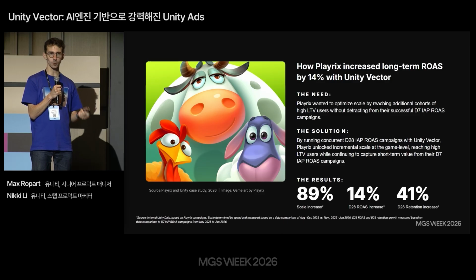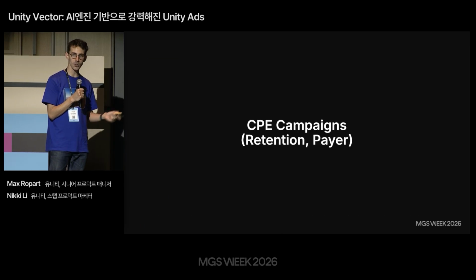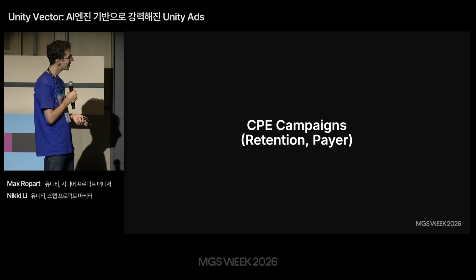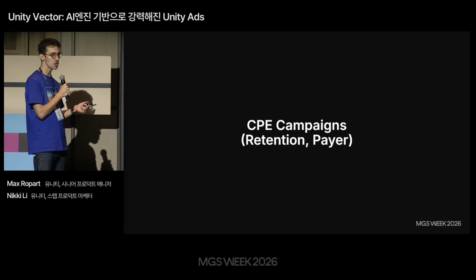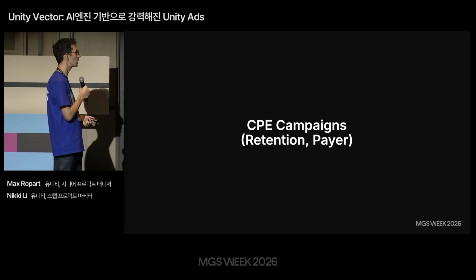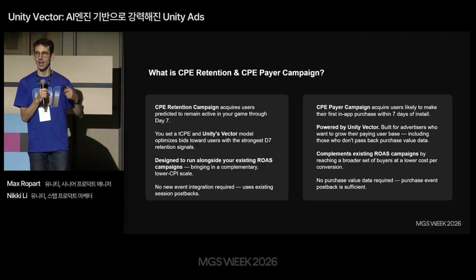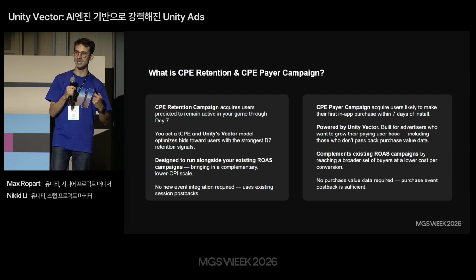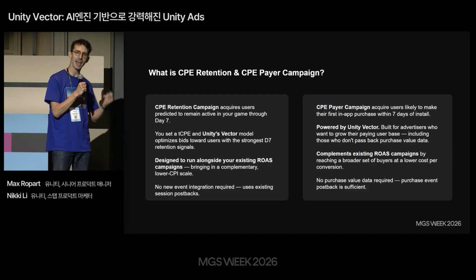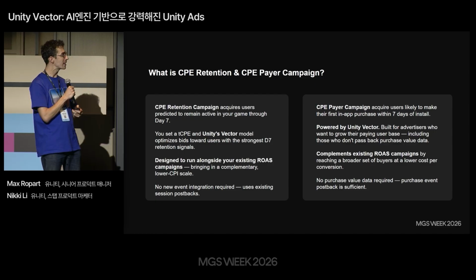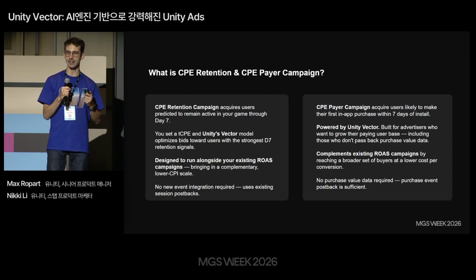But it's not the only option we have. I spent a lot of time on D28 because we've seen it grow, but there are new solutions that are also coming up. That is cost per event campaigns that Unity is now offering with retention and payer. And I'm going to take some time to speak about it as well. So first, what are these campaigns? These two products, again, expand Vector's model and optimization product beyond ROAS and into event optimization for games and for applications. CPE retention optimizes for users who are going to stay active through day 7 inside the application.